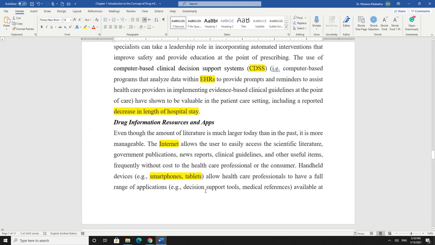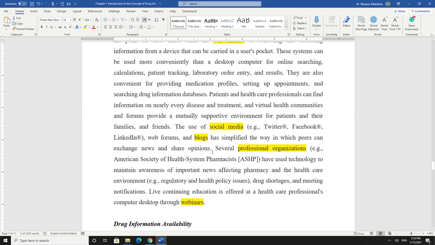So the pharmacist here must be handy with these things, meaning must be knowledgeable about the internet and the use of search methods, etc. Must be good in using the applications.